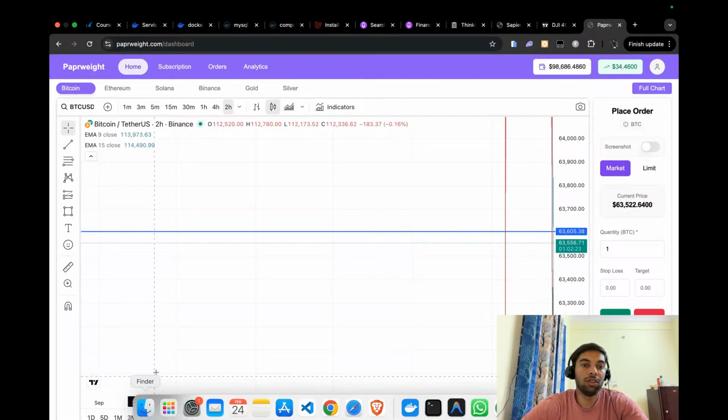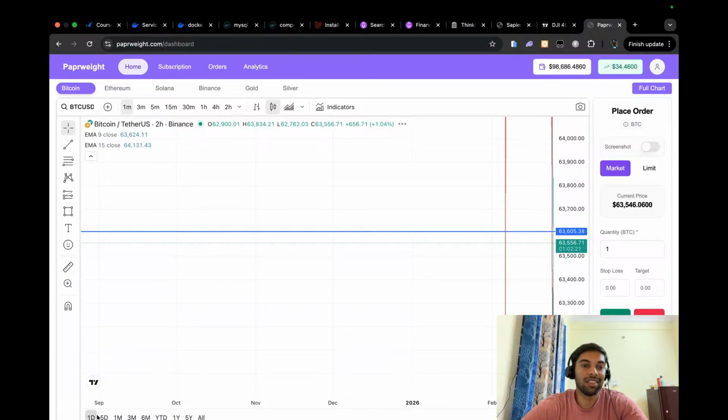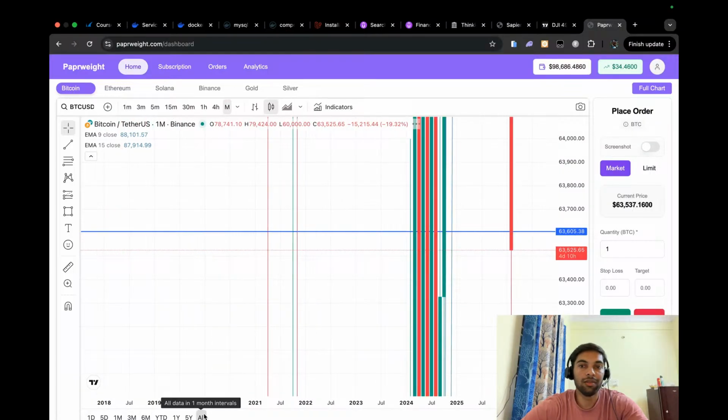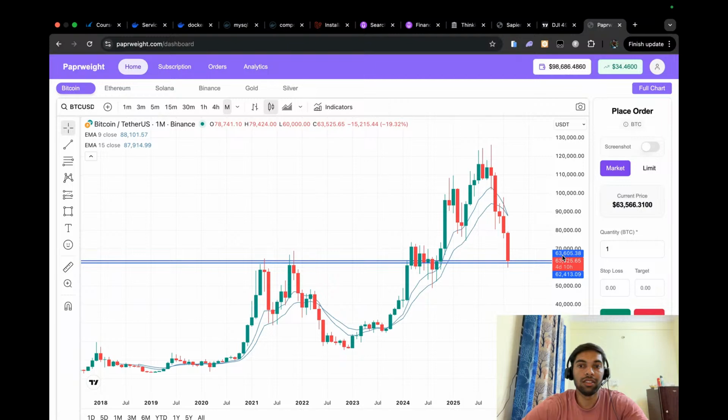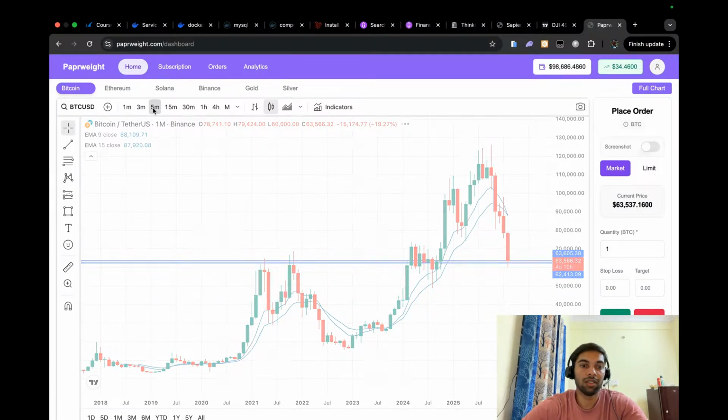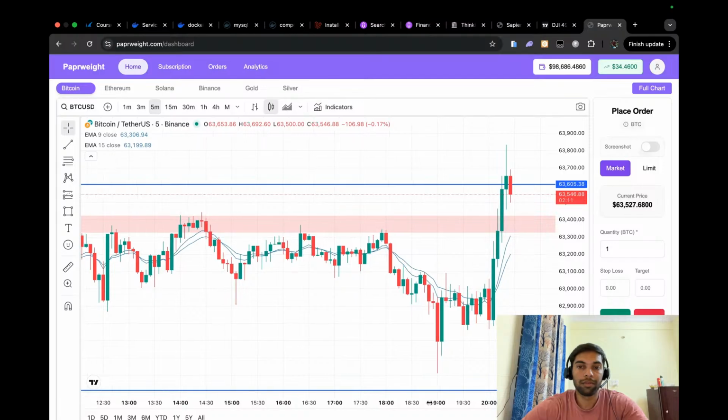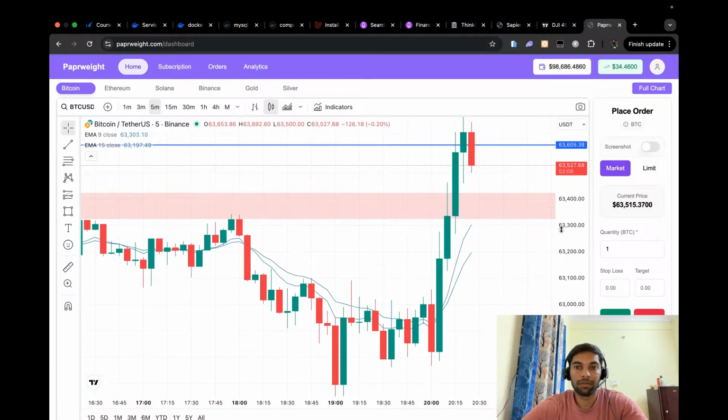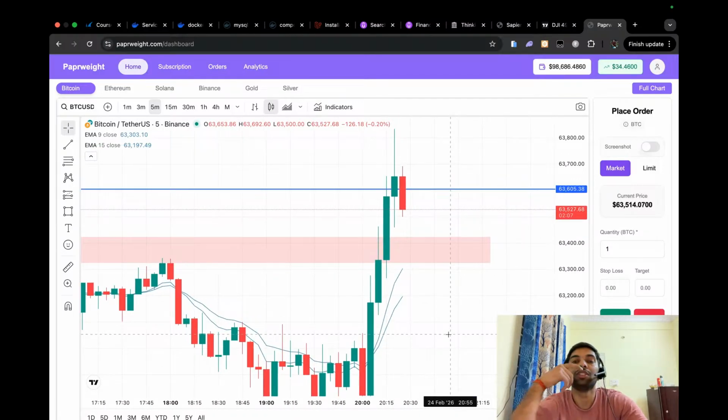There's no intention at all to do such things. Yeah, 1 second, guys. What is this monthly chart? Still 2 minutes to close this candle.